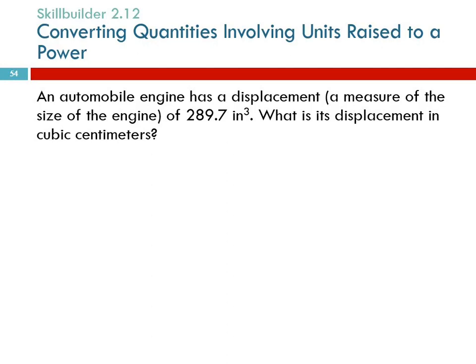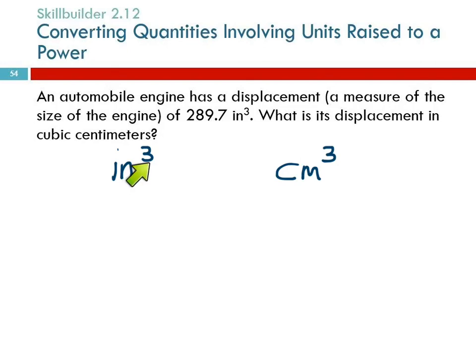289.7 cubic inches. What's the displacement in cubic centimeters? So we take these numbers and we look at the units, and so we've got cubic inches, and we're trying to get to cubic centimeters. We identify where we're trying to go, and then we figure out how to get from point A to point B.